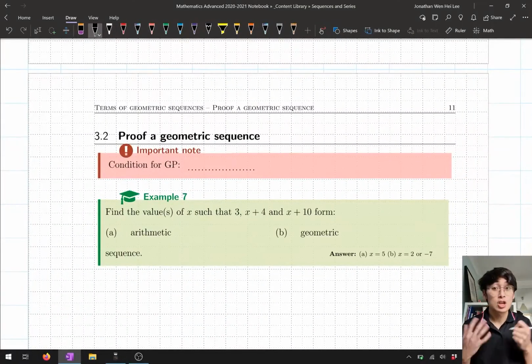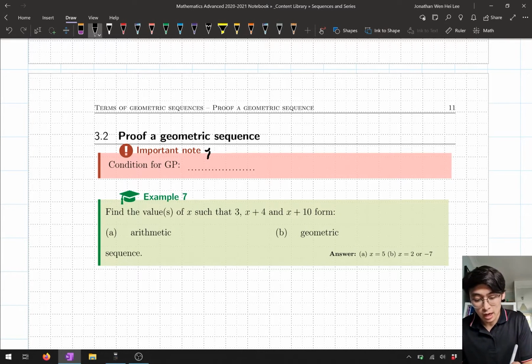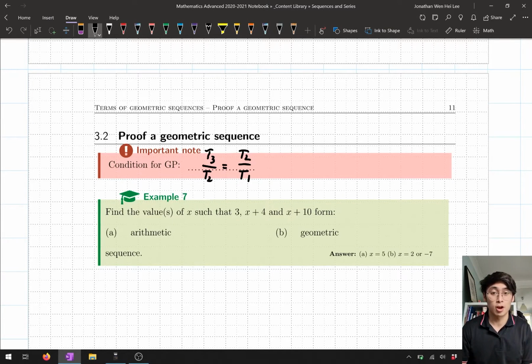Just like we did with our arithmetic progression, when we did t3 minus t2 is equal to t2 minus t1, we're going to need t3, our third term, our second term, and our first term, but instead of subtracting, we're going to be dividing. So if t3 divided by t2 is equal to t2 over t1, then we have a geometric progression.